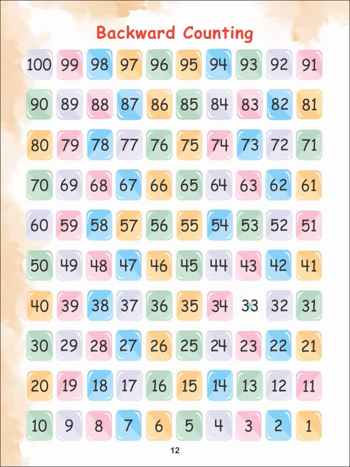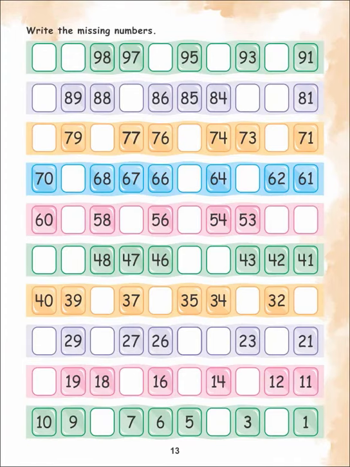35, 34, 33, 32, 31, 30, 29, 28, 27, 26, 25, 24, 23, 22, 21, 20, 19, 18, 17, 16, 15, 14, 13, 12, 11, 10, 9, 8, 7, 6, 5, 4, 3, 2, 1. Write the missing numbers.